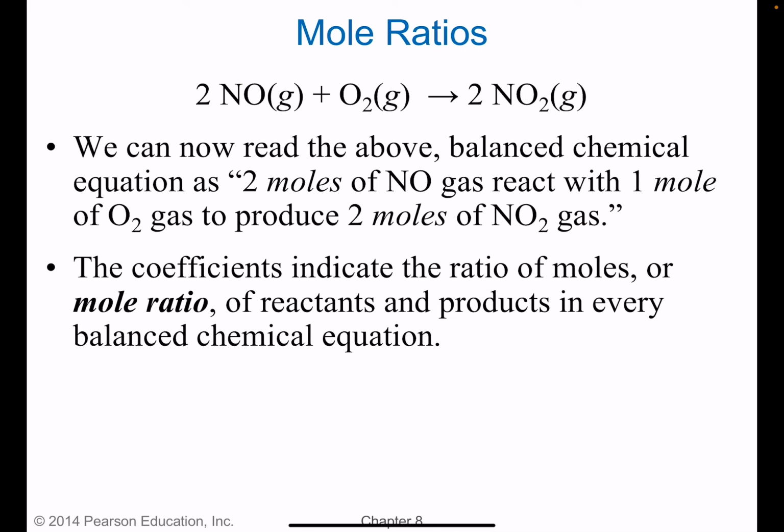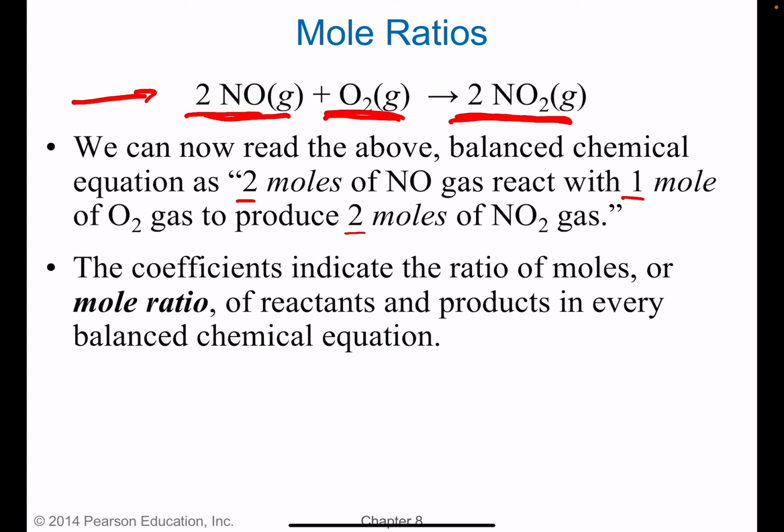So then mole ratios. Anytime you have a chemical equation like this one, you can translate it into a sentence that says something along the lines of 2 moles of nitrogen monoxide gas react with 1 mole of oxygen gas to yield 2 moles of nitrogen dioxide gas. Or we could say 2 molecules of NO plus 1 molecule of O2 makes 2 molecules of NO2. The important thing is the numbers, so the 2 and then the 1 and then the 2.